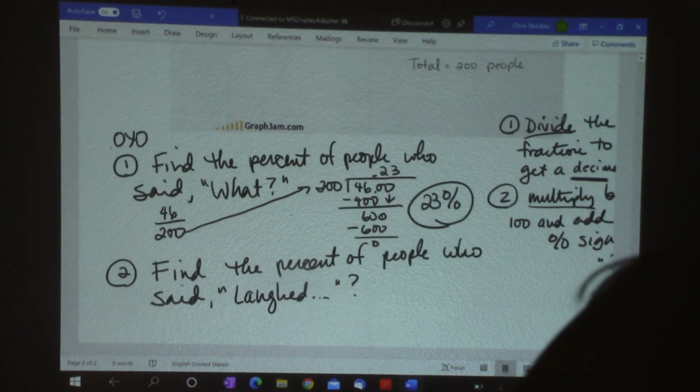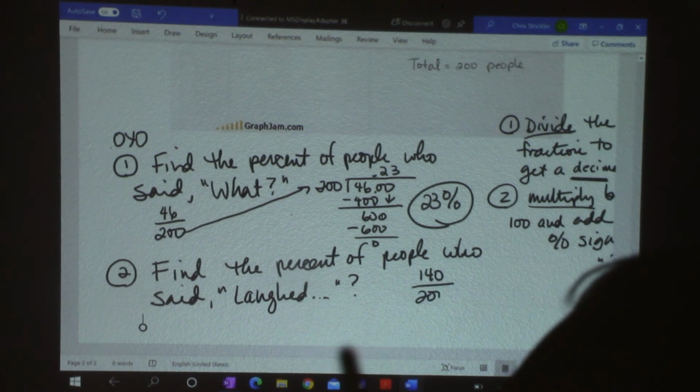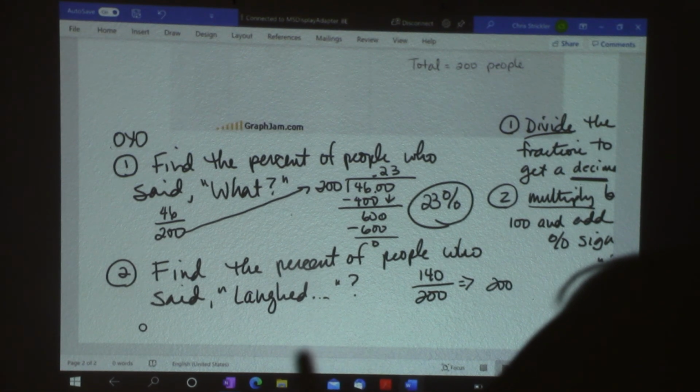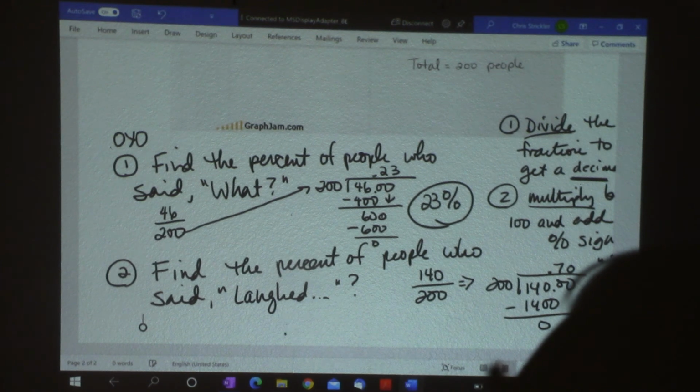Okay, and the last one was 140 over 200. So I'm going to divide 200 into 140. And it goes in 70 times exactly, that's it. Okay, so 0.7 becomes, multiplied by 100, and I get 70%.